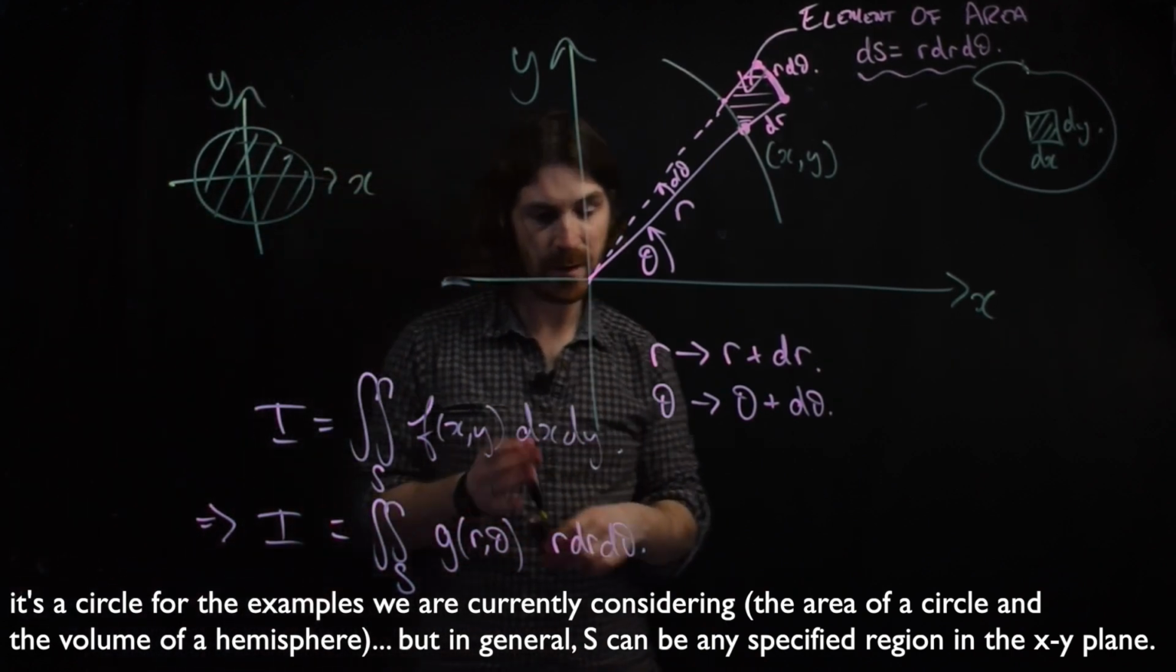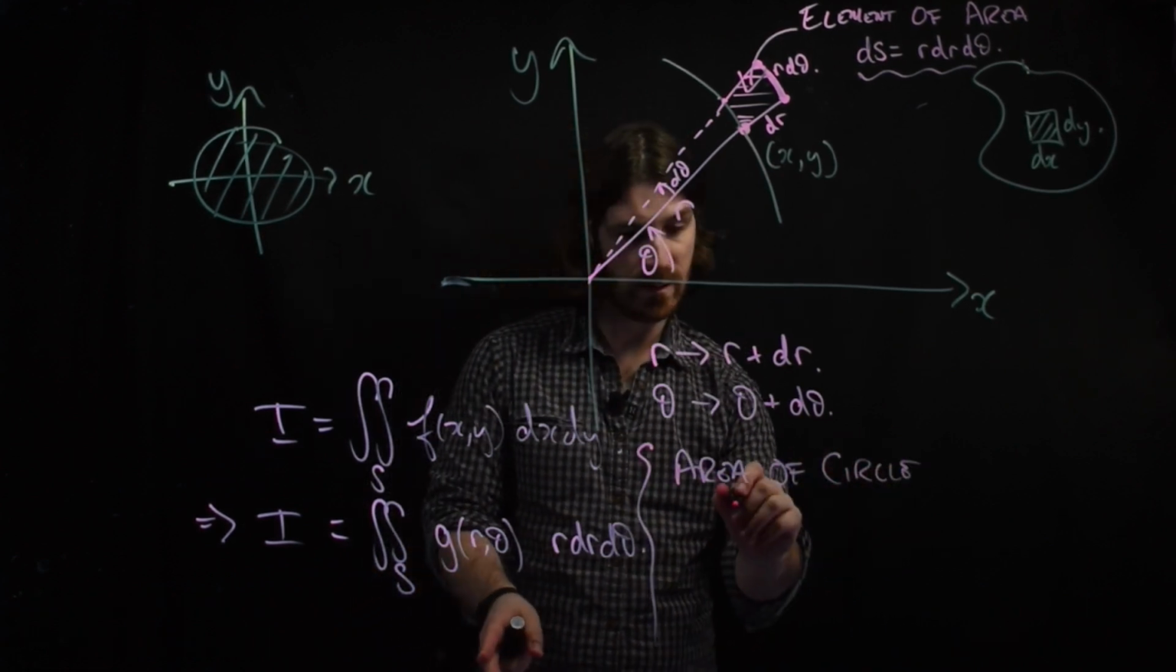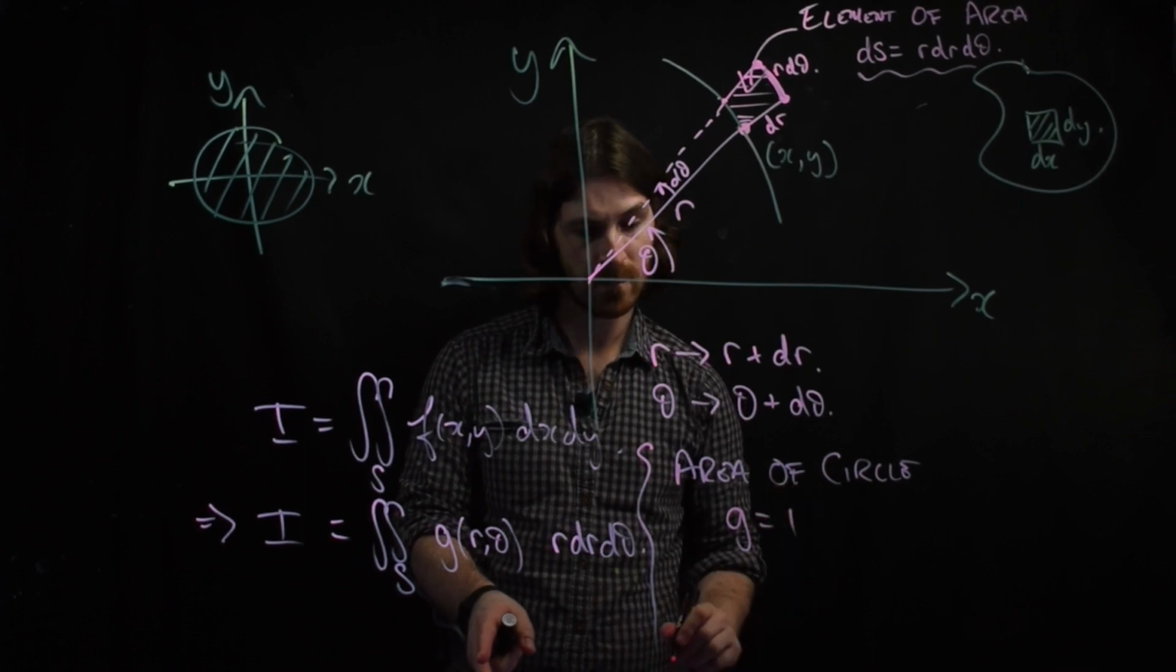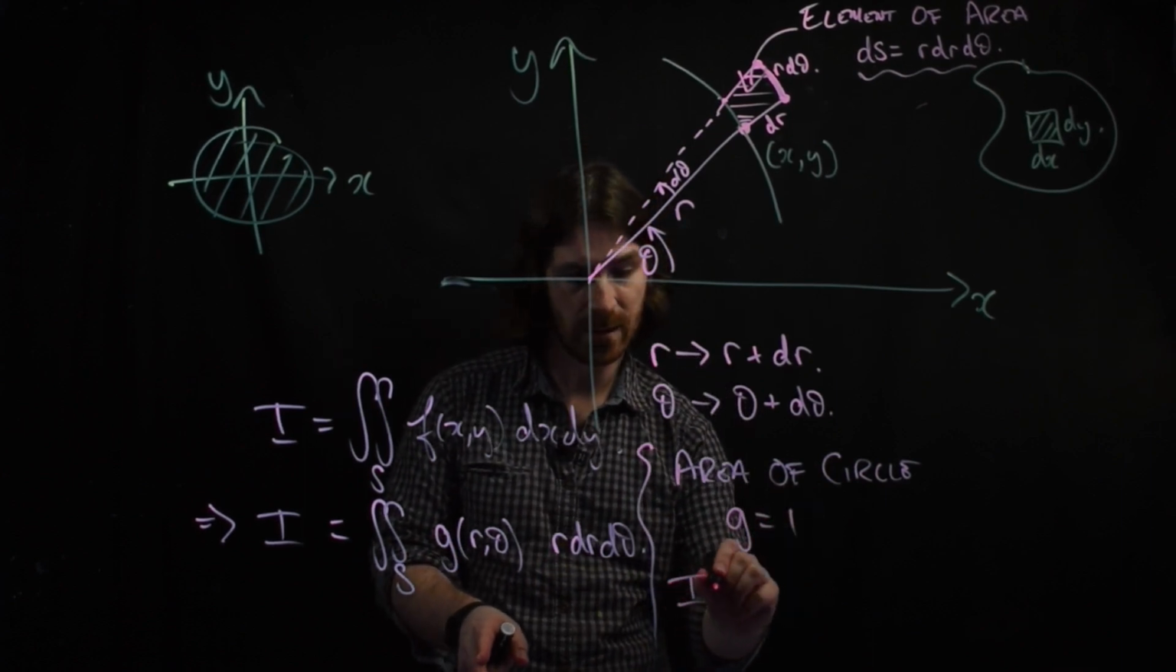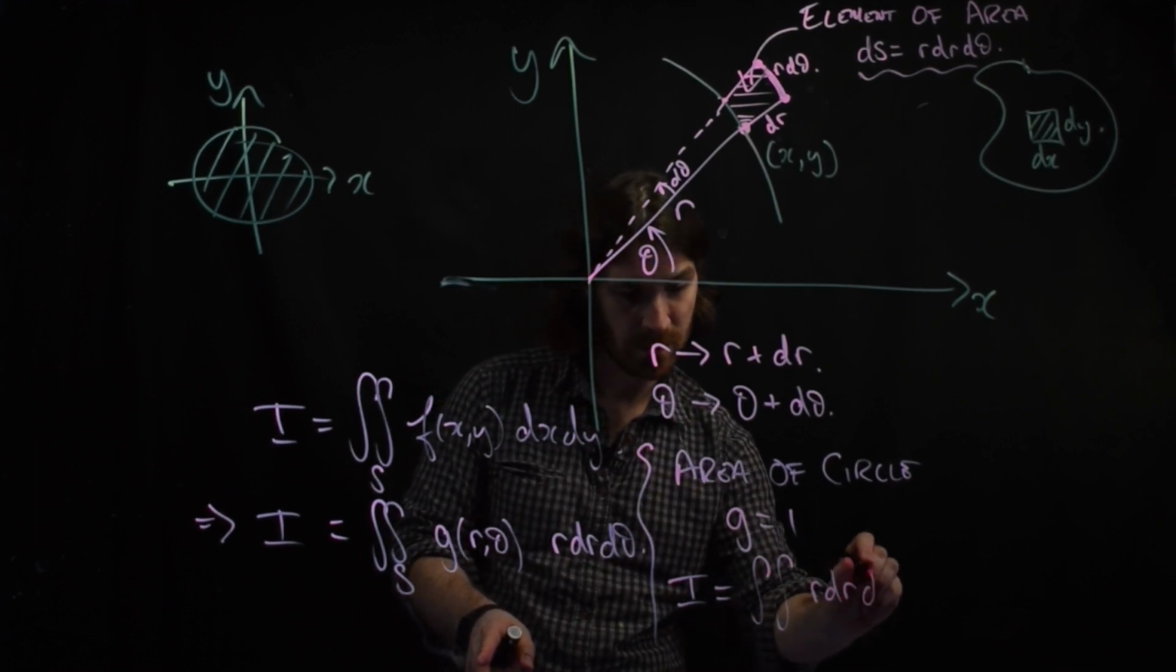So if we want to find the area of a circle, then we set g to be 1, and we just calculate the area. That's the integral of r dr d theta.